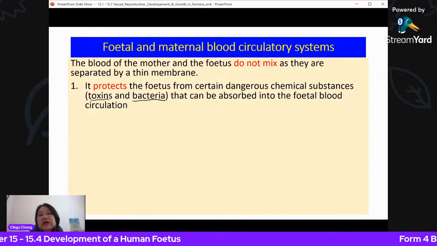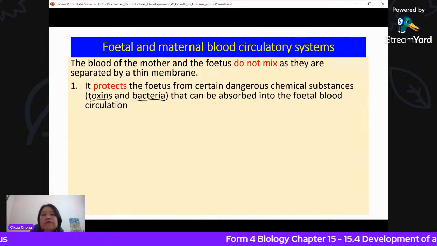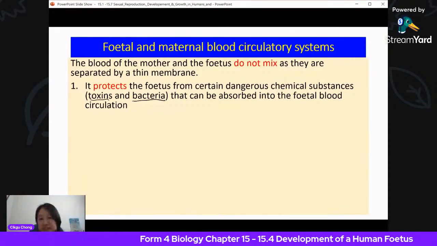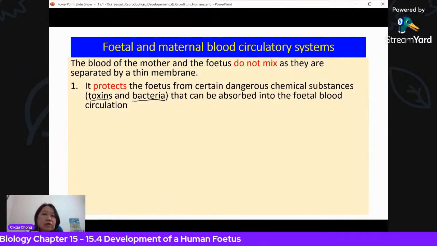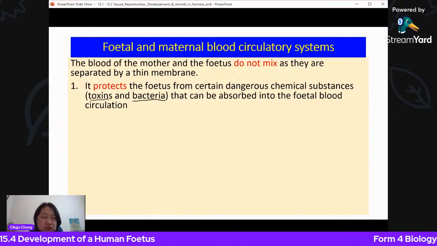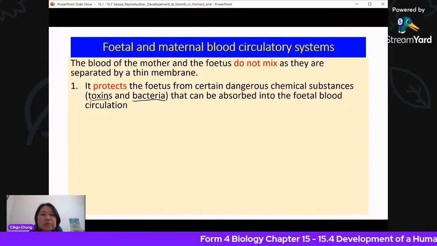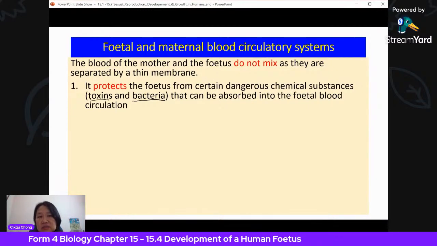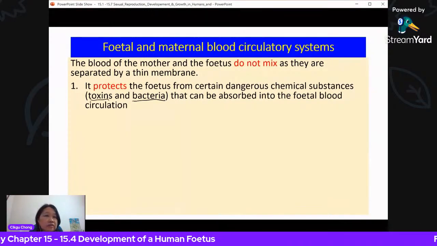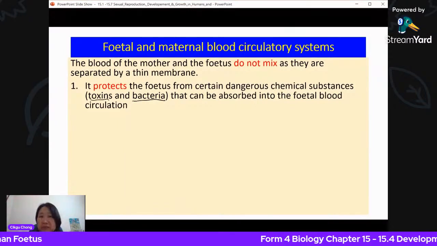So that is to prevent the bacteria from being passed on to the fetus. But this is not for all. Some toxins, the substances produced by infection and so on, are sometimes very small. They are able to cross. So it does not protect 100%. It depends on the size of the microorganisms or the bacteria. If it's large enough, it will not cross. But there are certain chemicals that can cross. Later I'll show you what they are.